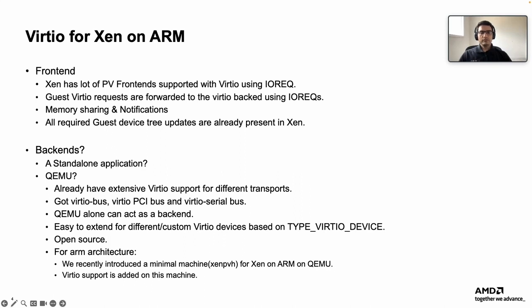For the front end, which is the guest domain, all the required guest device tree updates for VirtIO are already present in the Xen tree, and Xen also has support for privileged foreign mapping, which allows the mapping of the guest memory in an address space where the backend can also access it.